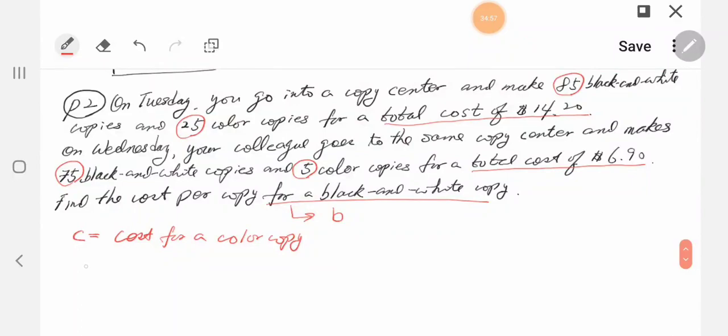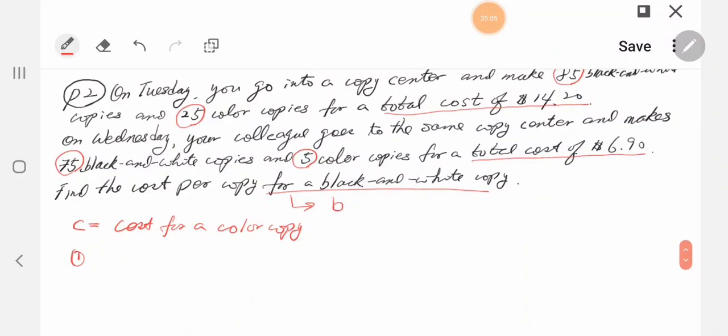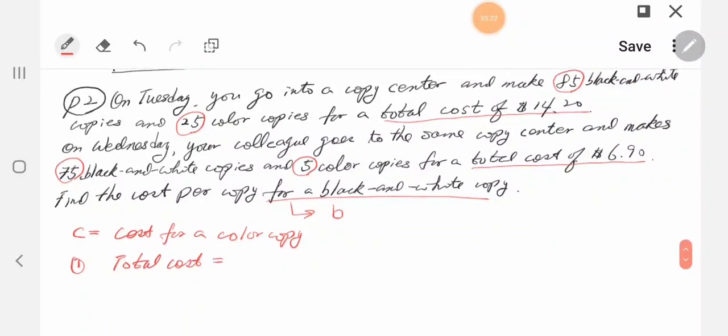Based on this information, we can write two equations. The first equation is from the first purchase. He spent $14, so the total cost. What is the total cost? It is the cost for making black and white copies plus the cost for color copies.